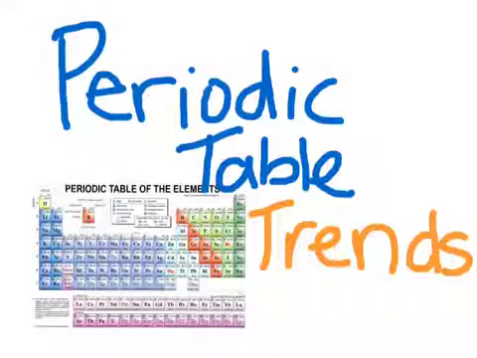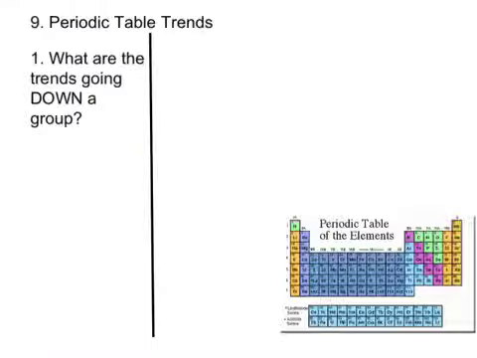All right, we've made it, guys. These are the last notes of Unit 1. The last notes we talked about were periodic table organization, how the periodic table is organized and the different group names and such. Today we're going to talk about the trends that we see in the periodic table. So let's take a look at those periodic table trends.